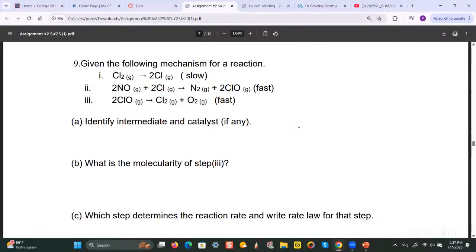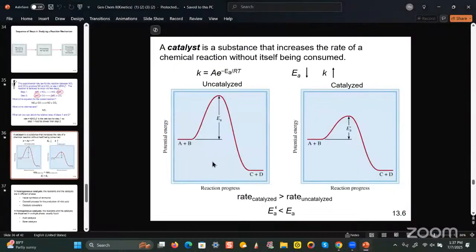All right, tell you what, stick a pin in this one because I need to talk about catalysts before we can do this question. I'm sorry about that. Okay, so let me go back to the PowerPoint slide.